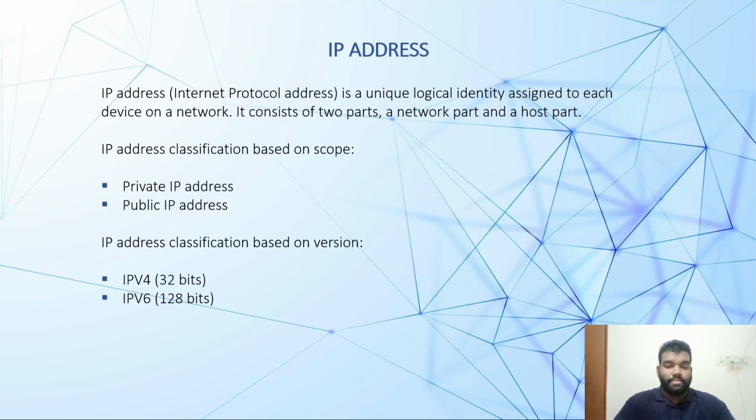IP address. IP address is a unique identity assigned to each device on a network. There are private and public IPs and two versions of IP network, IPv4 and IPv6. IPv4 includes 32 bits and IPv6 includes 128 bits.